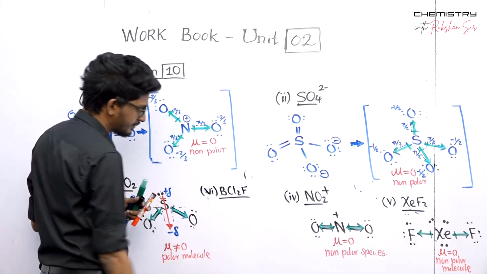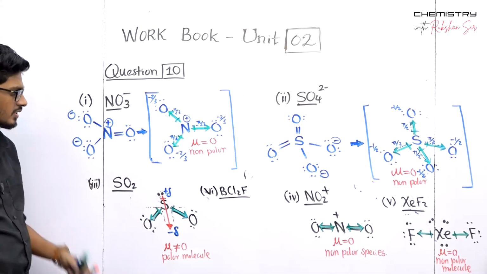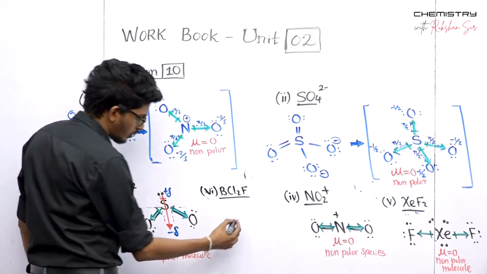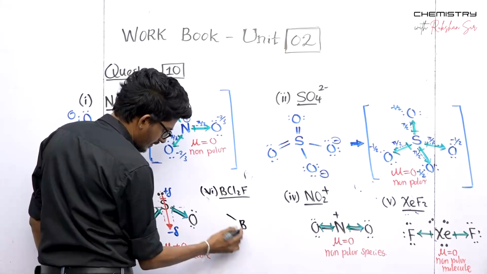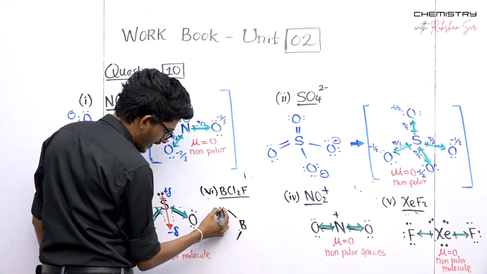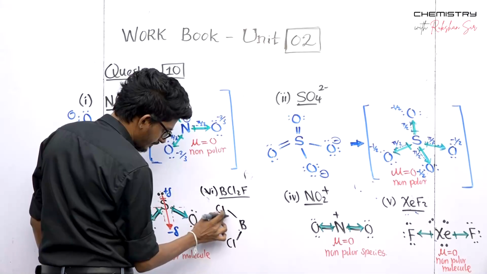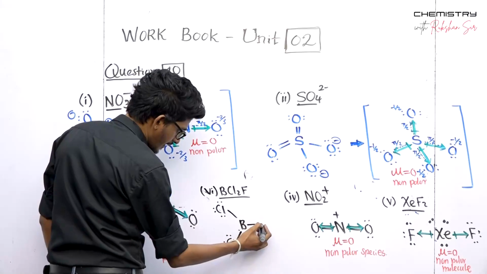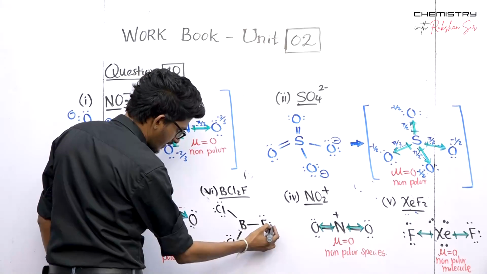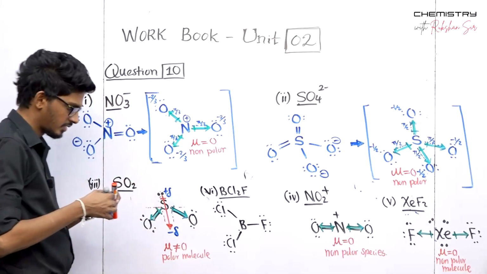BCl2F, right? Let's write that. So B, boron, with two chlorines at a 120 degree angle, and some F again with a 120 degree angle, right?